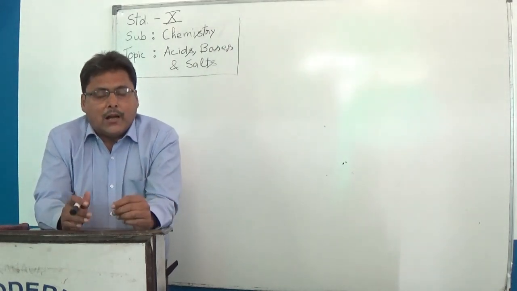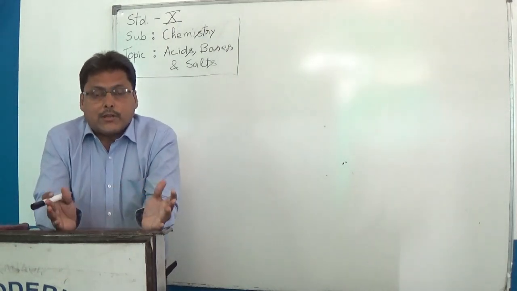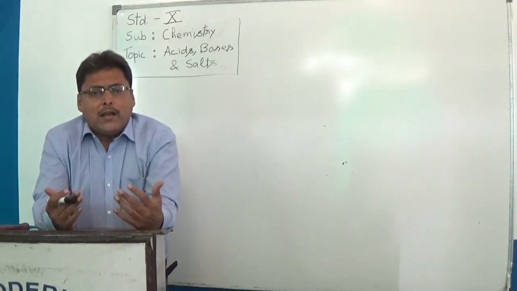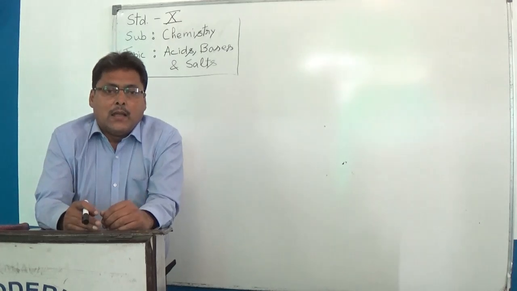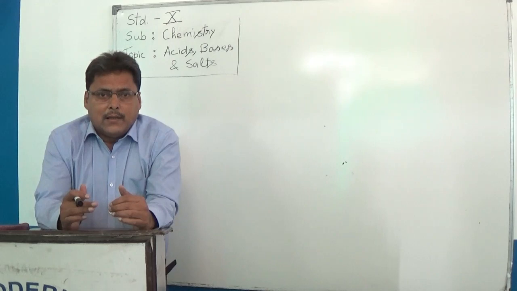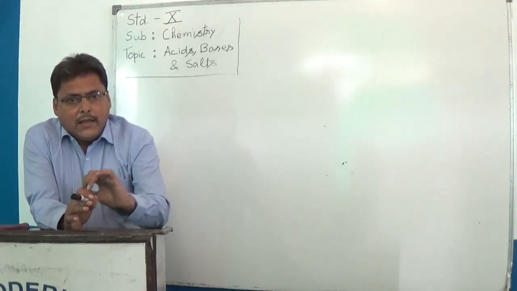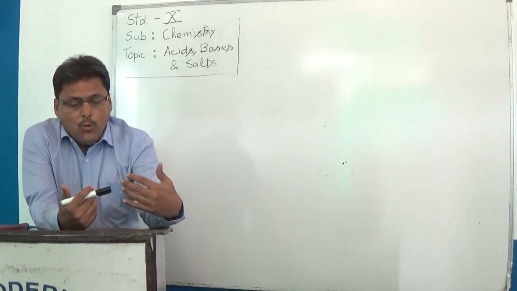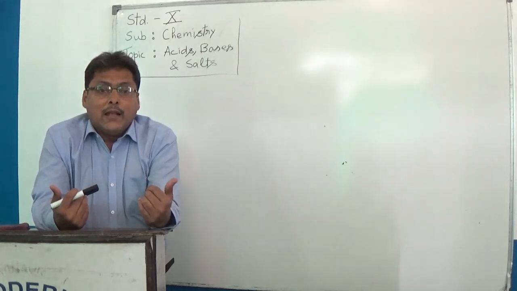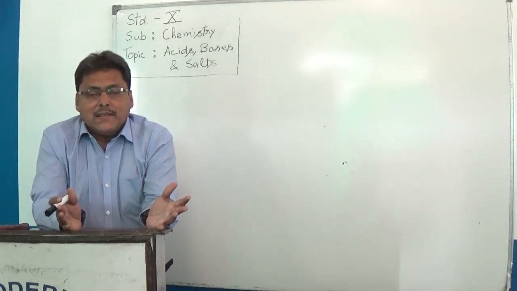In the previous chapter, we had learned about chemical reactions and equations. We learned about what is a chemical change and what is a chemical reaction. We discussed that chemical change is such a change in which new substances are created. New substances with new properties. That's why it is different from a physical change.